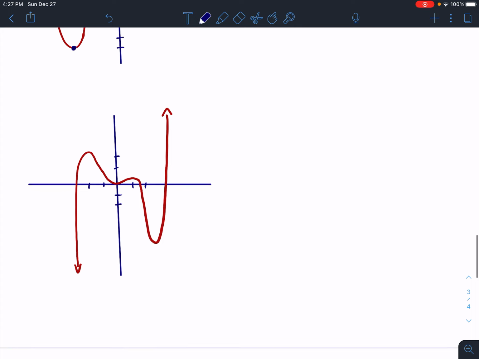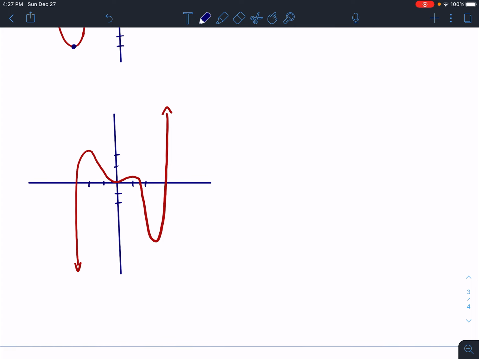And for this graph, you wouldn't have any absolute minimum or maximum, because for absolute maximum, it just keeps going to infinity, so you wouldn't have an absolute number, and same for absolute minimum. It just keeps going down. So this wouldn't have any absolute number.